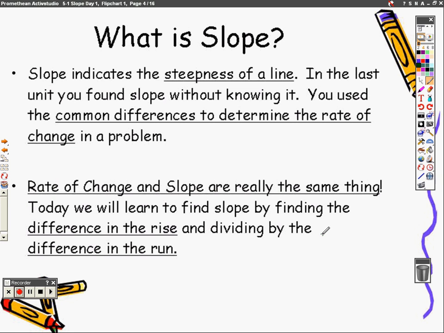Okay, we're going to quickly review what slope is and how we're going to be using slope. Slope indicates the steepness of a line. In the last unit you found slope without knowing it. You used the common differences to determine the rate of change in a problem. Rate of change and slope are really the same thing. Today we will learn to find slope by finding the difference in the rise and dividing by the difference in the run.